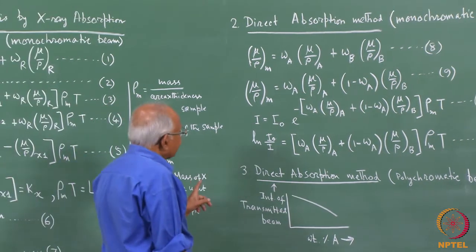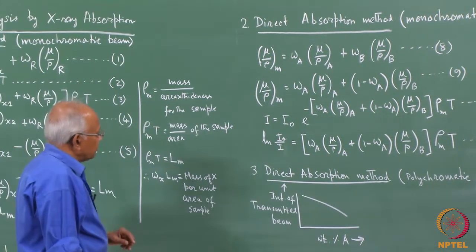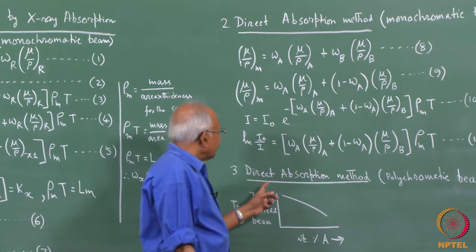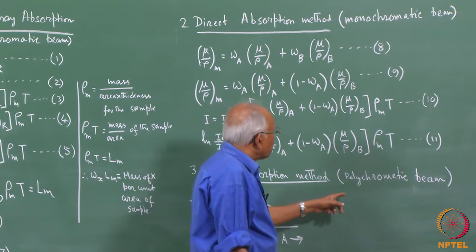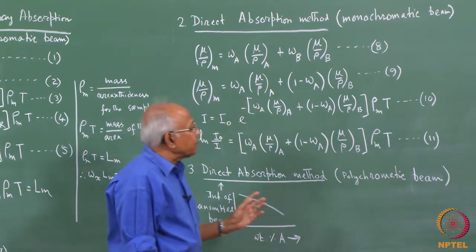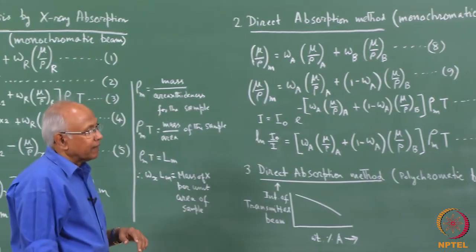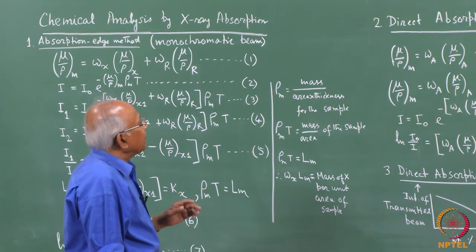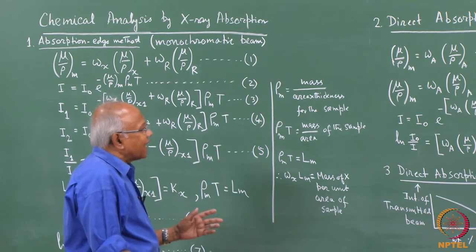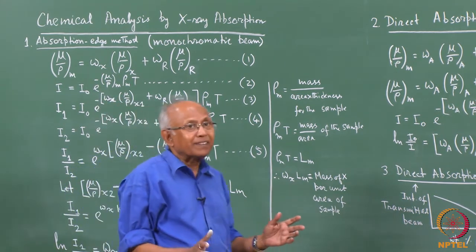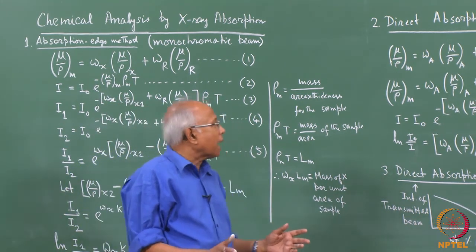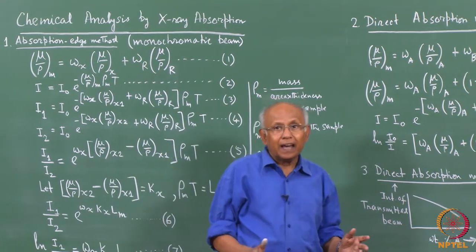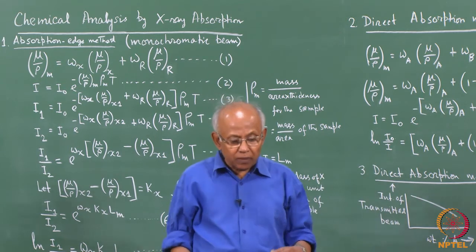There is still a third absorption method which is used for chemical analysis, and that is known as the direct absorption method with a polychromatic beam. You see, when we deal with a monochromatic beam, the chances of having an intense beam are much less. And after absorption, when we measure the transmitted intensity, it may be very difficult to do so.